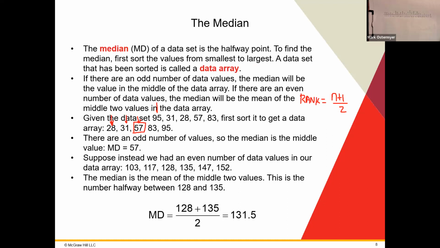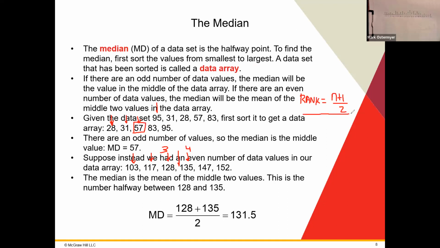What would be the rank of the median value of this data set that has 6 observations in it? Well, the rank is going to be 6 plus 1, which is 7, and 7 divided by 2 is 3.5. So the rank of the median value of this second data set is going to be rank 3.5. Here's rank 1 of the sorted data set, rank 2, here's rank 3, and here's rank 4. Rank 3.5 falls dead center between ranks 3 and 4. And for that reason, your median is literally the middle value of 128 and 135. That's why we're taking the average of the 2 middle values to find the median value.